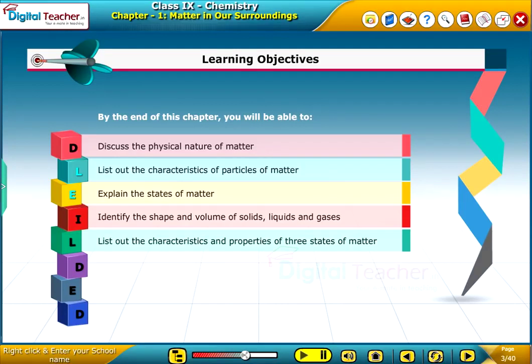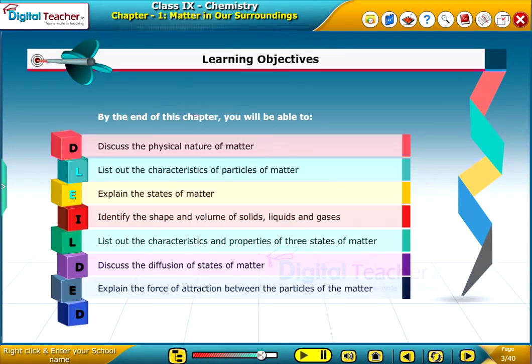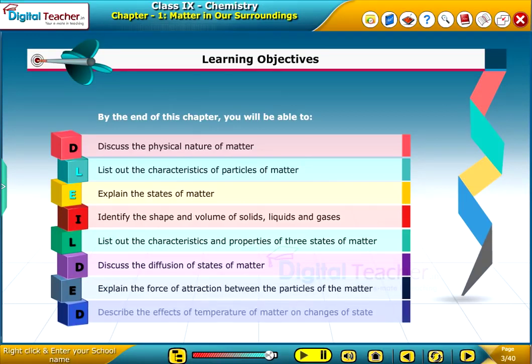List out the characteristic properties of the three states of matter. Discuss the diffusion of states of matter. Explain the force of attraction between the particles of the matter. Describe the effects of temperature of matter on changes of state.